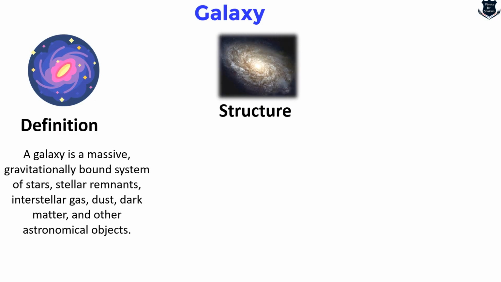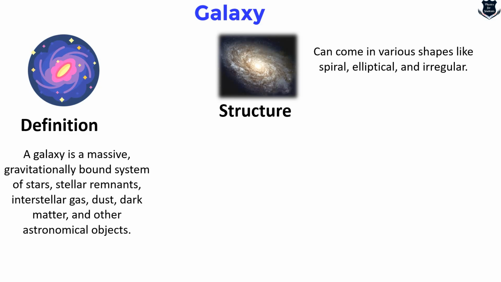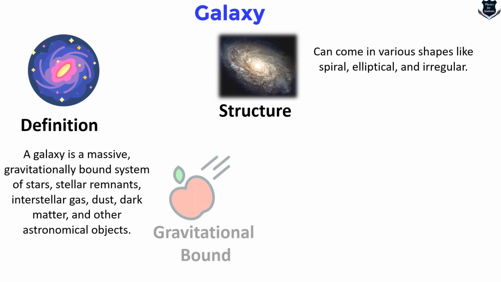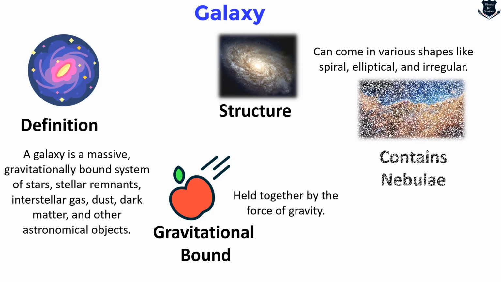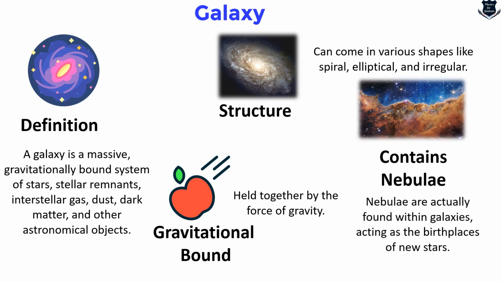The structure, how does it look? Yes, it comes in elliptical, spiral, irregular, and there are different types of galaxies which I have not covered here. Now, it also is gravitationally bound. That means it is held together by gravity, the galaxy, and it actually contains nebulae. That means nebulae are found within galaxies, which form the area where the stars are being born. This is what is called a galaxy.